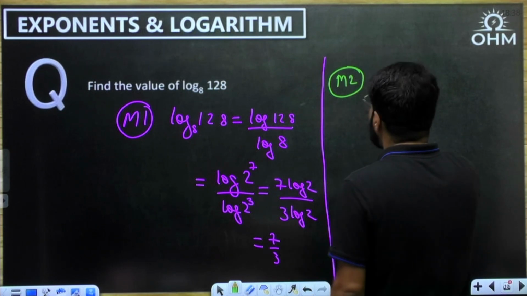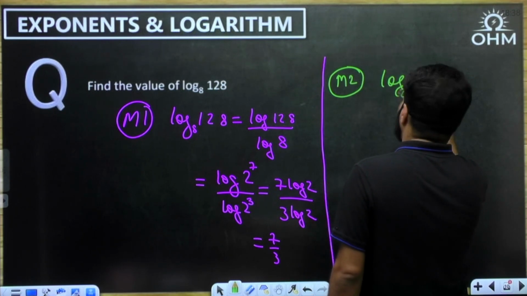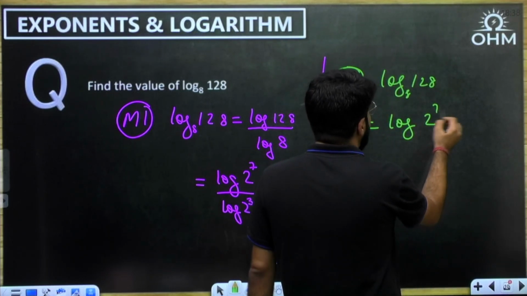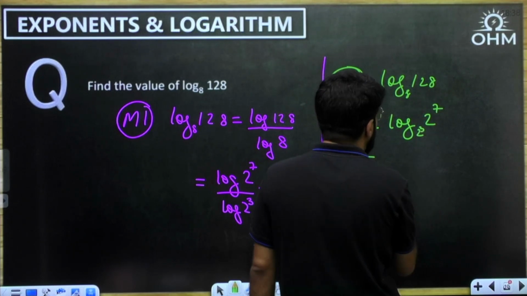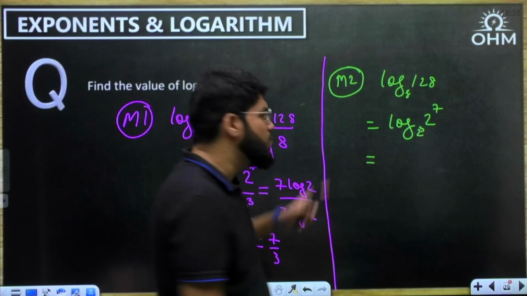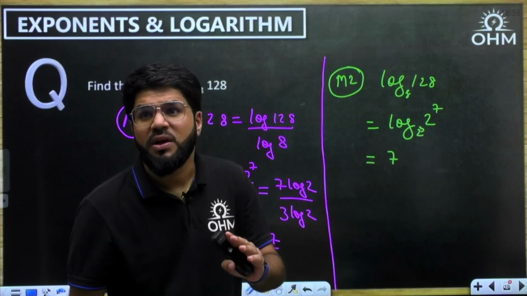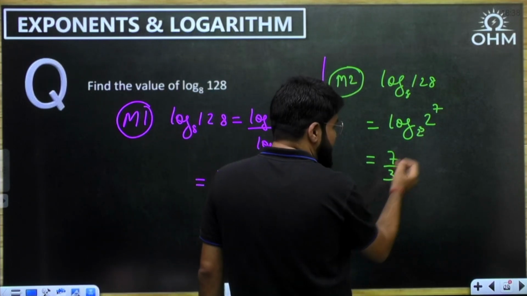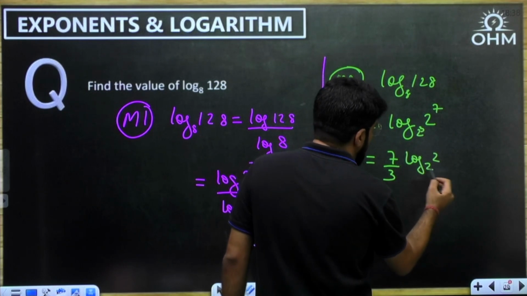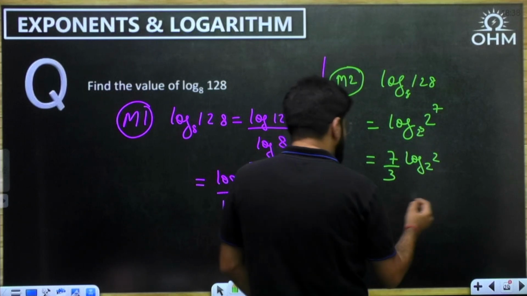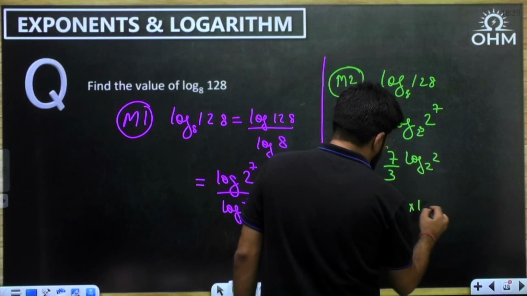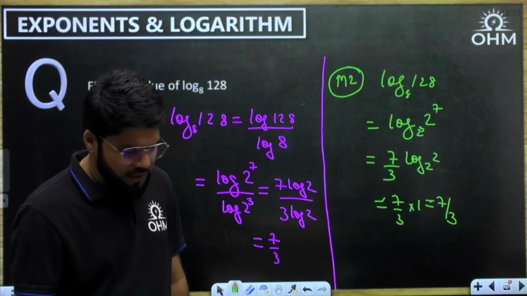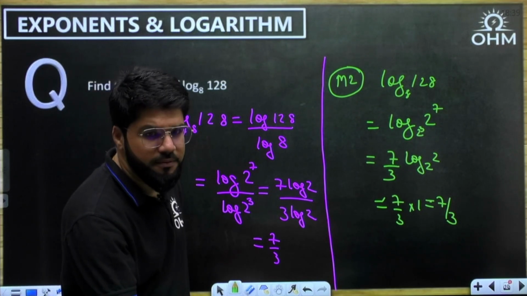What is the second method? Log 128 to the base 8. In the second method, I'll break it directly into powers. So 128 is 2 power 7, 8 is 2 power 3. As I told you, whenever there is a power over the number, it comes outside multiplied. And whenever there is a power over the base, it is divided outside. Then I am left with log 2 to the base 2, and log a to the base a is 1, so the answer, as we already discussed, is 7 by 3. Undoubtedly, the answer is 7 by 3 without any doubt.